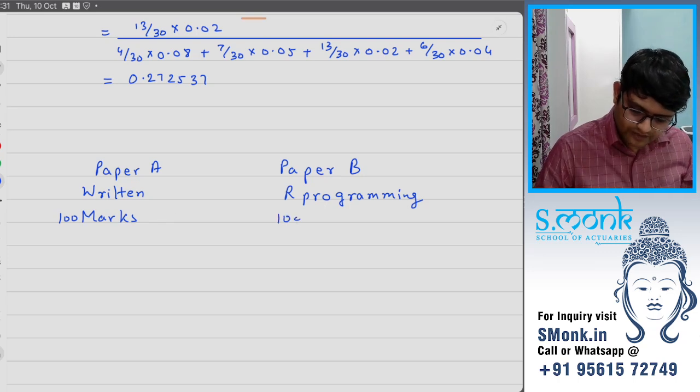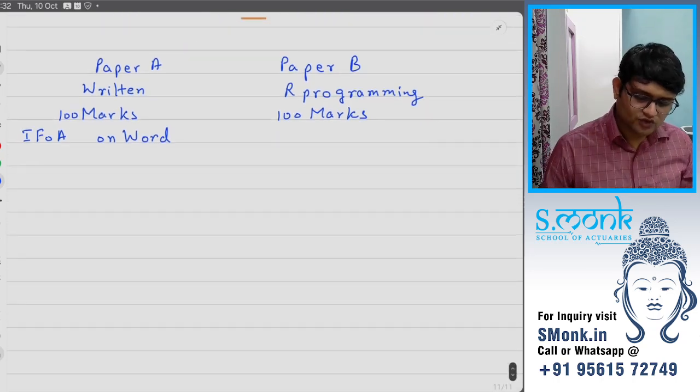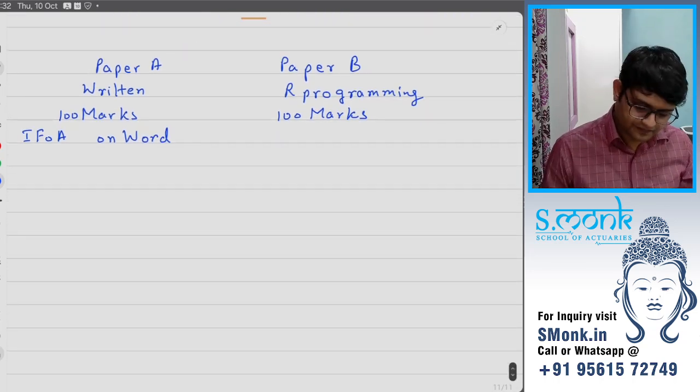This is also 100 marks. Okay. In IFOA, you will have to write this paper on MS Word. For that, you will have to learn a little bit of mathematical typing. It is called equations. We are going to teach you that as well, how to write equations in Word.